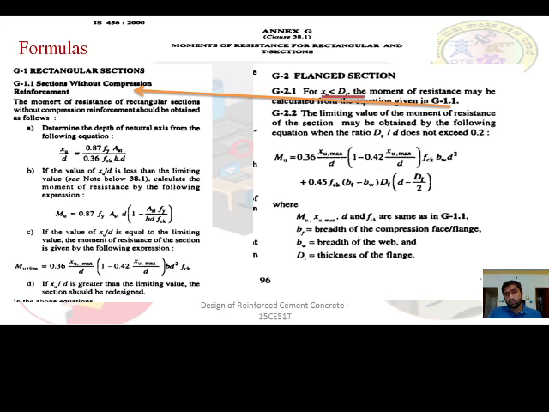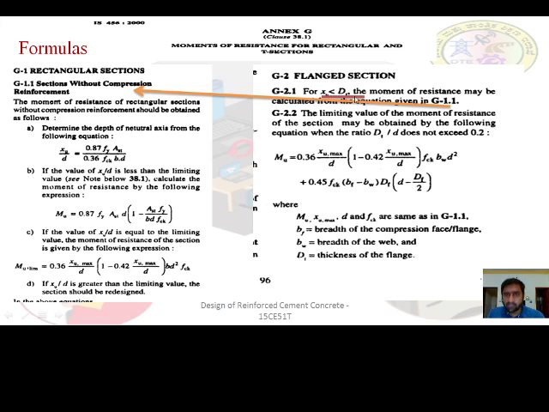Formulas. In IS 456 there are formulas. In RCC there is no need to remember most of the formulas, we will obtain them from the code. If you go to page number 96, there is a clause named flanged sections. Here you can obtain the formulas for the T-beam.